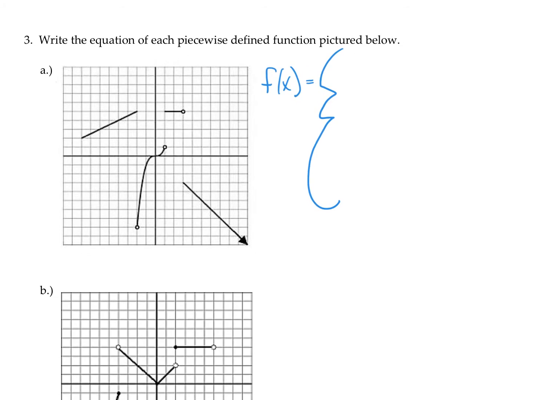All right, so I'm going to write from left to right. So if I look at this first piece right here, that piece is going from 1, 2, 3, 4, 5, 6, 7, 8. So -8 to -2. And so we could either use inequalities, or if you wanted to use interval notation, we could do that as well.